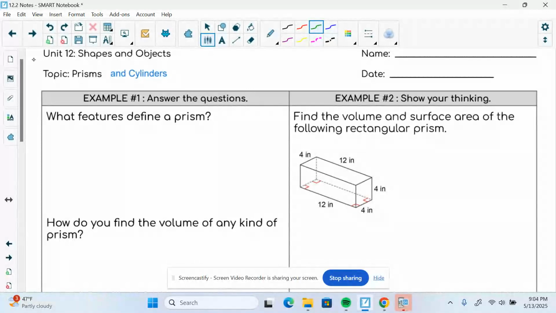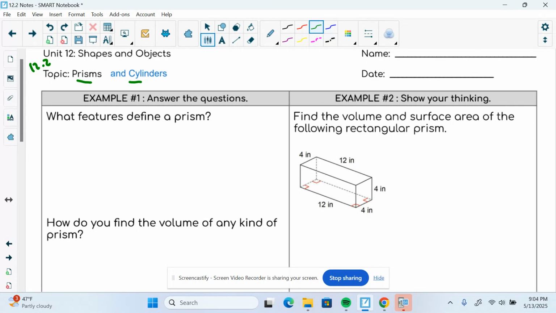Welcome. This is the video that will cover the 12.2 notes. This is section 12.2. The topic is prisms and cylinders, specifically finding surface area and volume of prisms and cylinders.